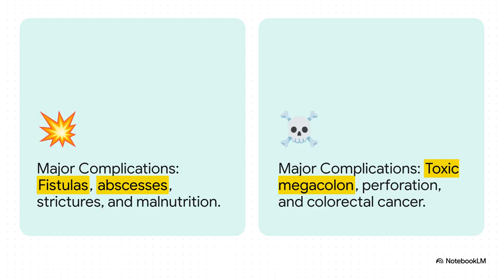And this slide just ties it all together perfectly. It all makes sense, right? The deep, transmural nature of Crohn's leads to those deep problems like fistulas and abscesses. And the superficial, ulcerating nature of UC, which is stuck in the colon, leads to things like toxic megacolon and, of course, that higher risk of colorectal cancer. The anatomy truly dictates the danger.